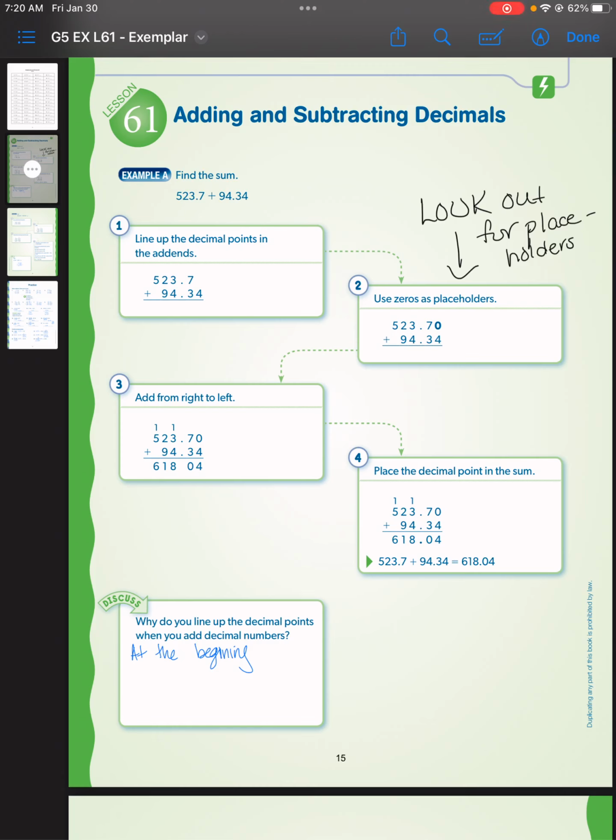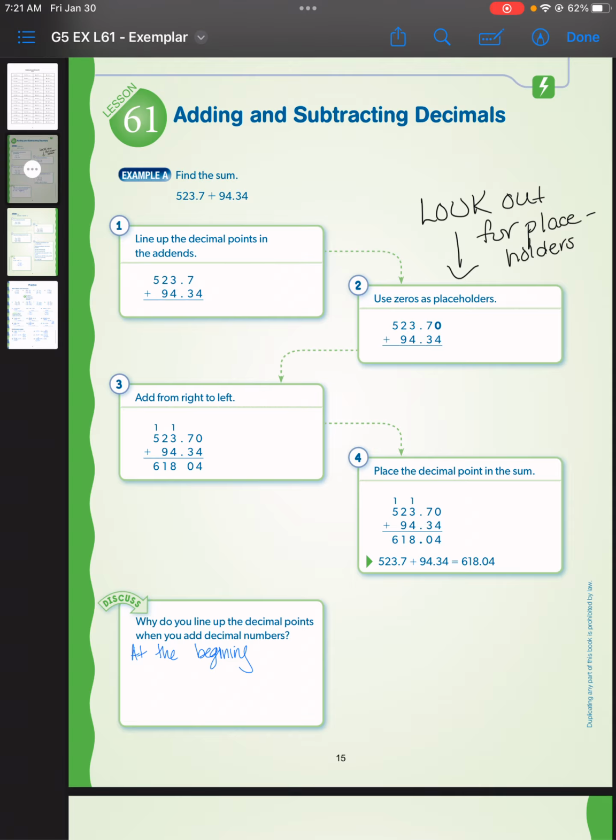This video is to support you with facilitating lessons 61 through 63 of the 5th grade Excel curriculum. This week, lessons focus on adding and subtracting decimals, and you end the week with an introduction to multiplying decimals. In the first lesson, you're going to really do a lot of work with adding decimals.